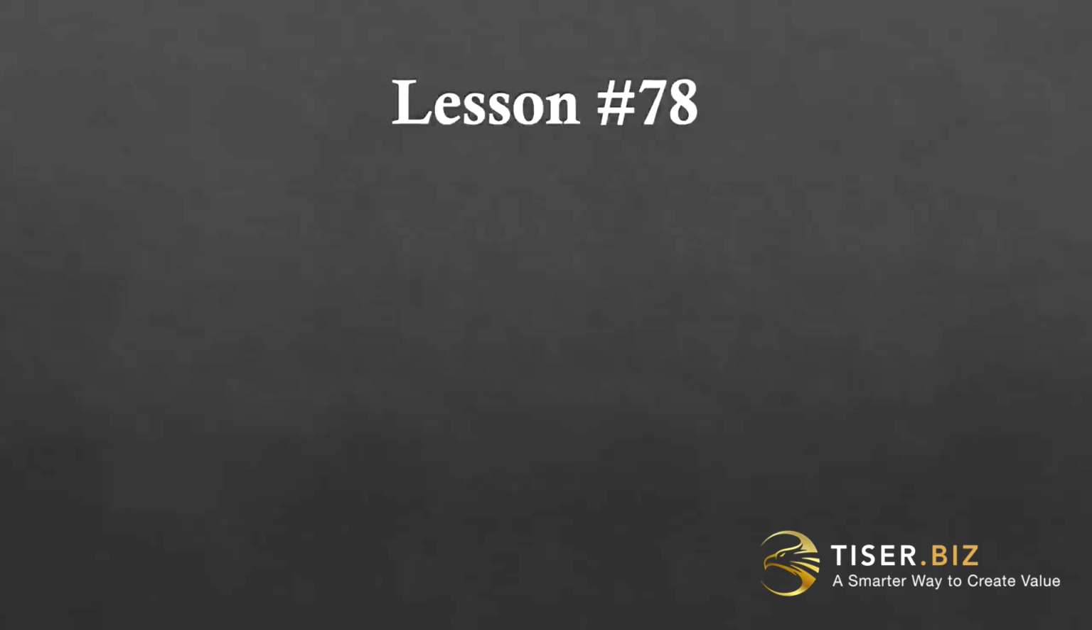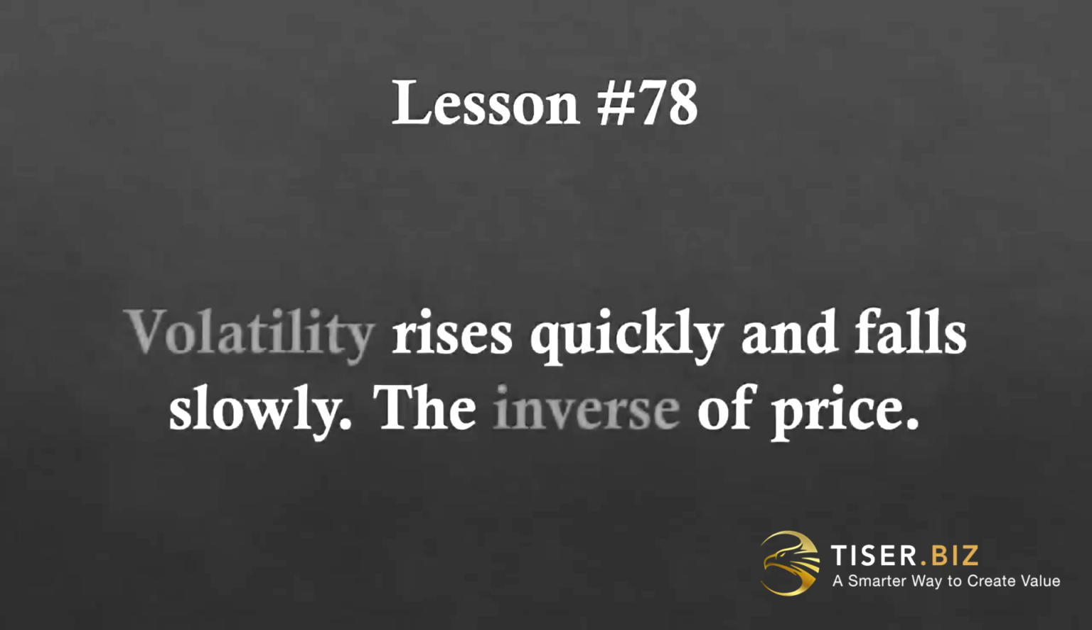Lesson number 78. Volatility rises quickly and falls slowly. The inverse of price. Price falls fast and rises slowly. Volatility rises fast and falls slowly. There is an inverse relationship between price and volatility. That's certainly the case when we look at higher time frames of a market index, for example. A slow rising market means trust in the economy and a sense of certainty about the future. A market in free fall means uncertainty. Certainty dissipates a lot easier than uncertainty.